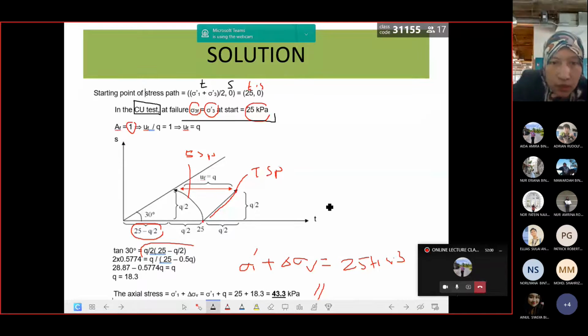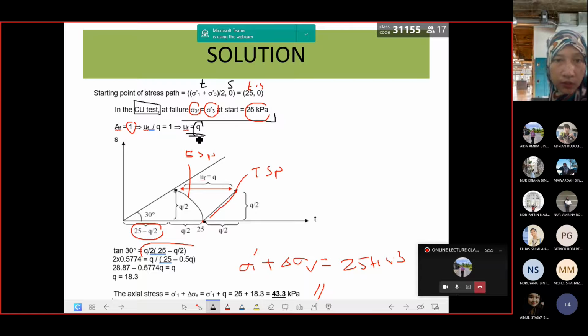So when we plot on the ST space, yang ni pertama koordinat yang kita ada. Kemudian kita ada line representing total stress path, and the changes from the total stress path to the effective stress path is given to you by the changes in the pore water pressure, delta U_f is equal to Q.